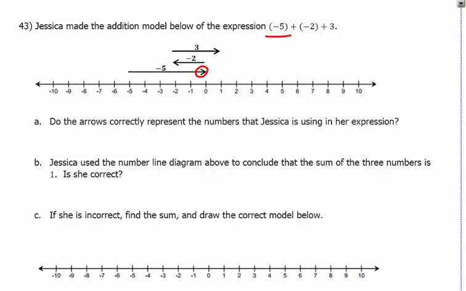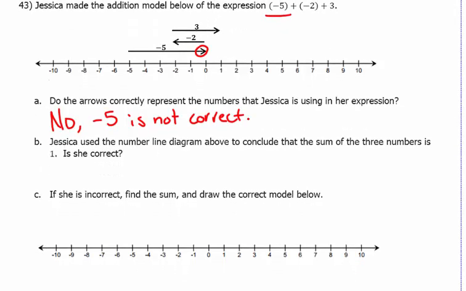So the answer to this question is no. Negative 5 is not correct. It points in the wrong direction. B, Jessica used the number line above to conclude the sum of the three numbers is 1. Is she correct? If the first arrow is not, then no. She is not correct.